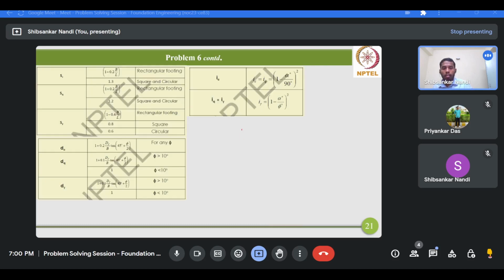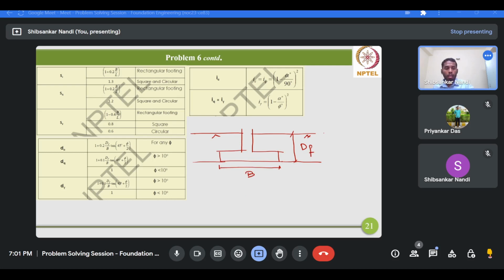So I'm drawing here. This is the footing. This is the base of the footing. This is the ground surface. This is the depth of foundation. This is the dimension B, that is the width of the footing. Now this dW I am measuring from the ground surface only.